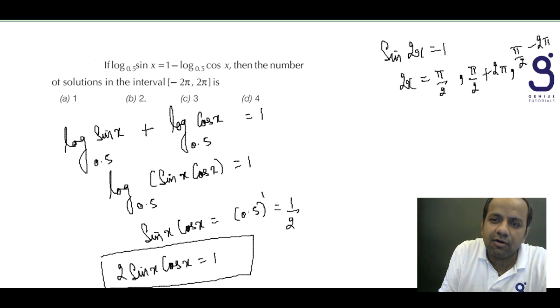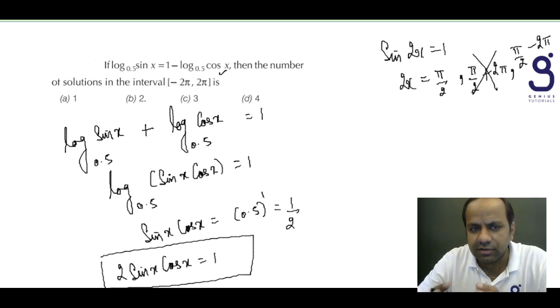Now according to this interval, we know that the interval here is minus 2 pi to 2 pi. This cannot be a value out of this, because it will not lie in this interval. We have to find only those values which lie in this interval.